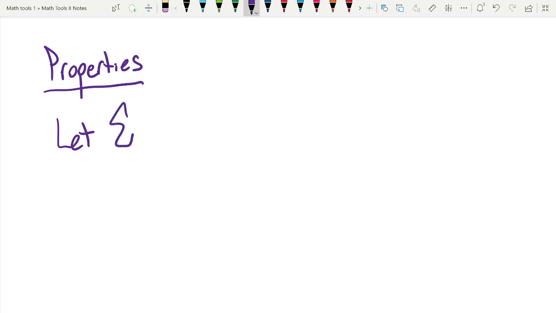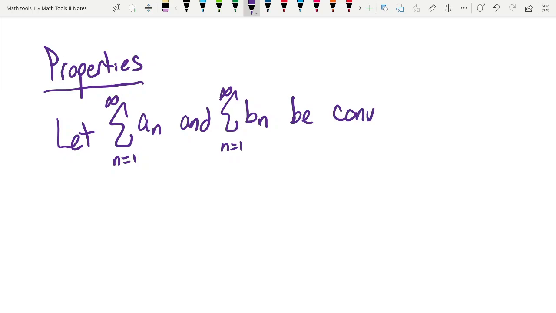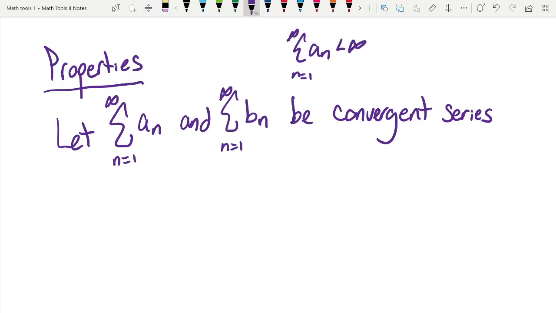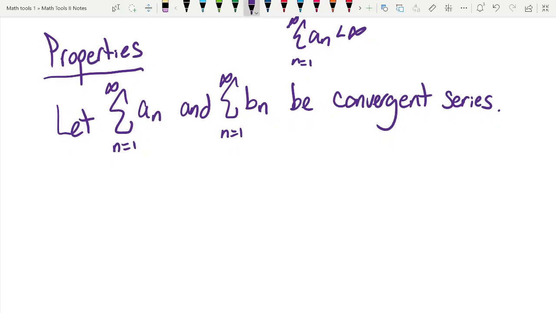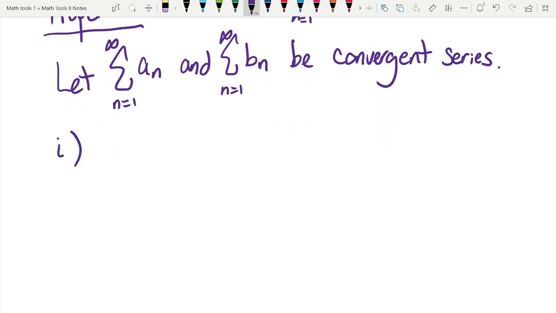But we do have to be careful that we're only applying these rules to convergent series. So let the series from n equals 1 to infinity of a sub n and the series from n equals 1 to infinity of b sub n be convergent series. Sometimes you'll just see this written as, let the sum from n equals 1 to infinity of a sub n be less than infinity or something like that. Then we have the following properties here.